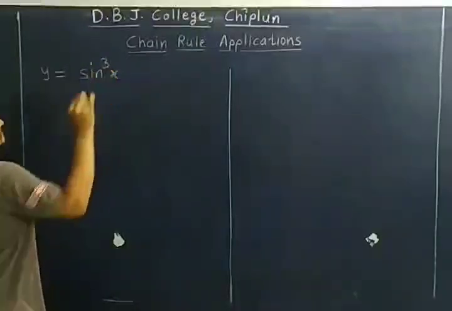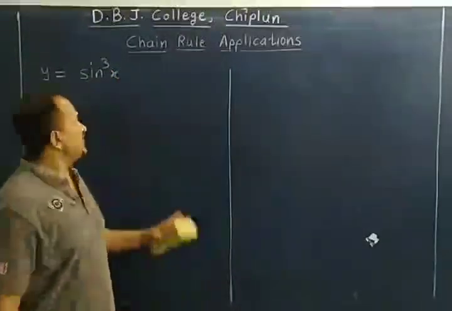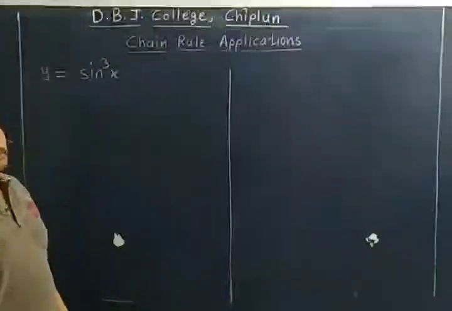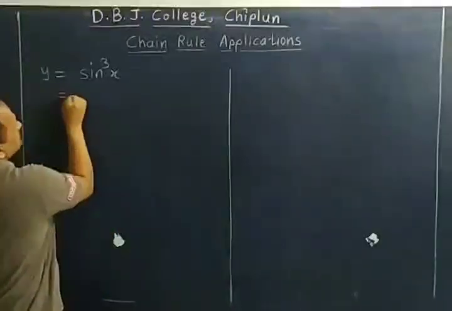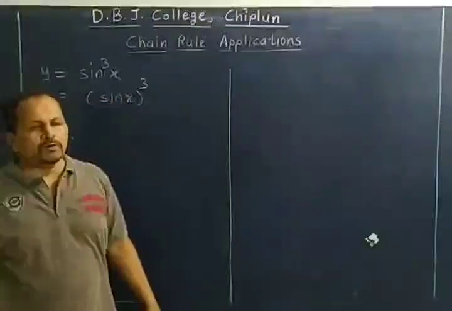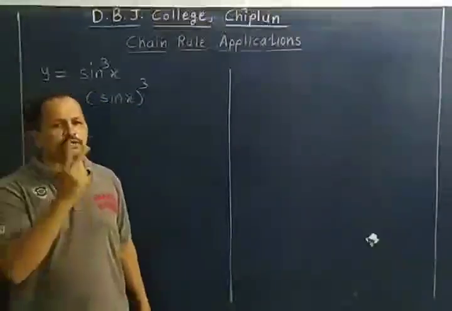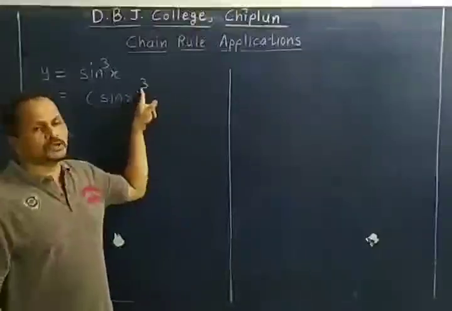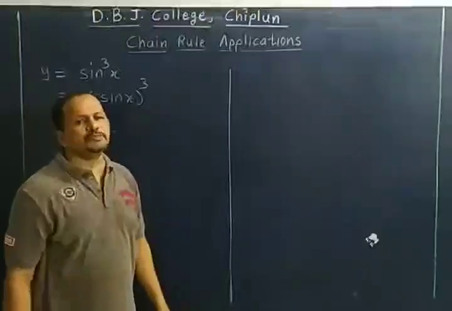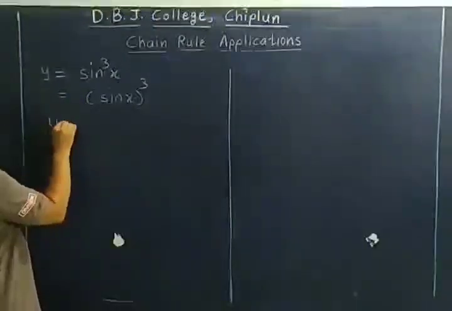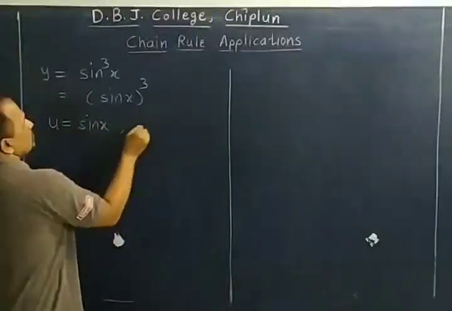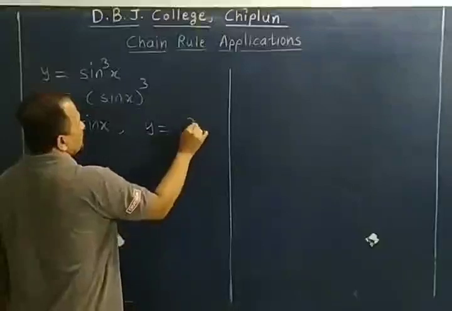sin cube x. Now to find out derivative of sin cube x, we have to use the chain rule. Firstly, we must remember that sin cube x means sin x bracket cube. As here we can see there are two functions. One function is cube and other function is sin x. So here in this problem I am going to call u as sin x. And therefore y becomes u cube.